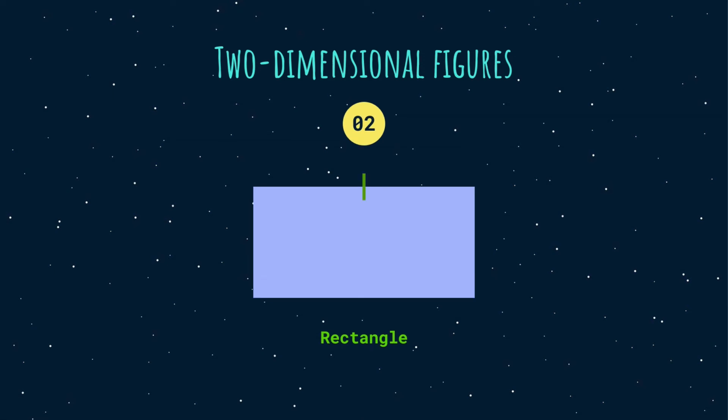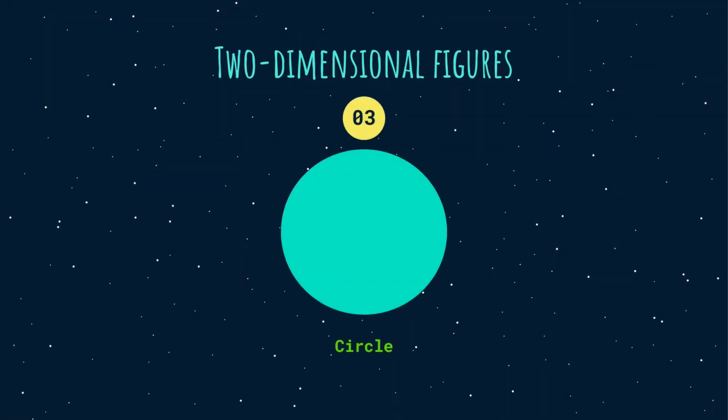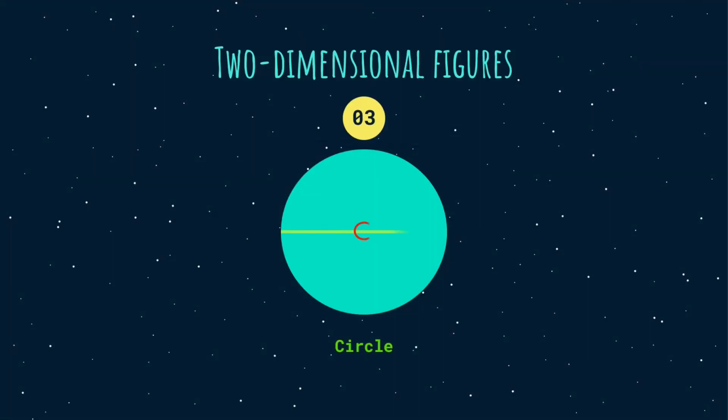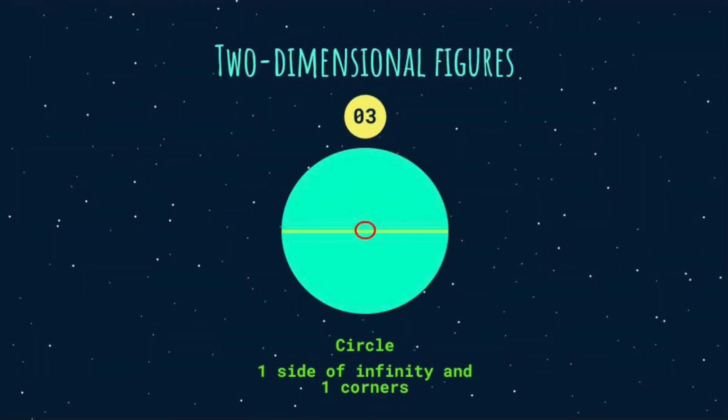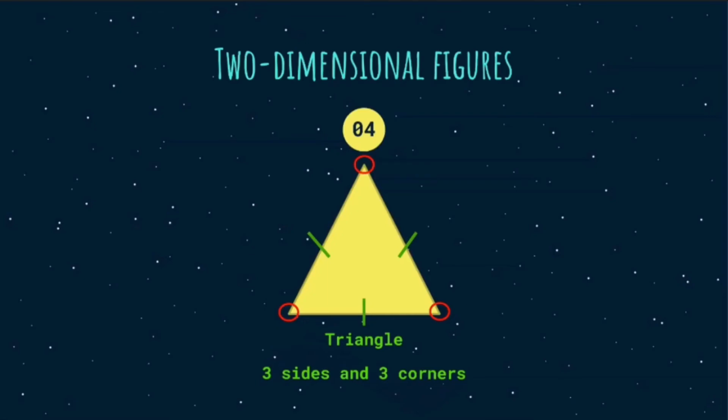Number 2, how many sides and corners does a rectangle have? So, a rectangle has 4 sides and 4 corners. Number 3, how many sides and corners does a circle have? Okay, a circle only has one side of infinity and one corner. And then the last one, how many sides and corners does a triangle have? Yeah, a triangle only has 3 sides and 3 corners.